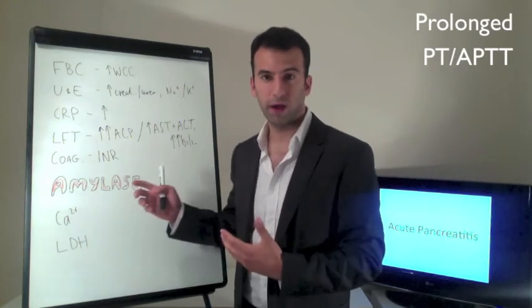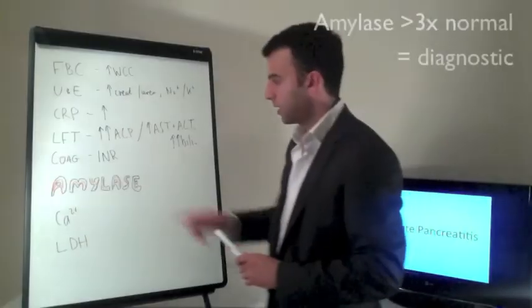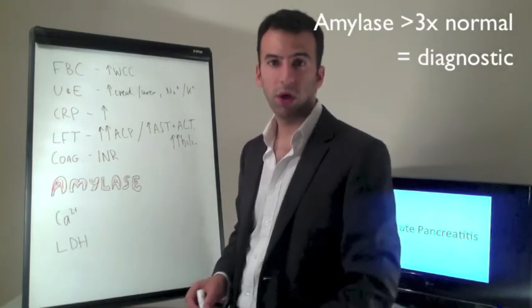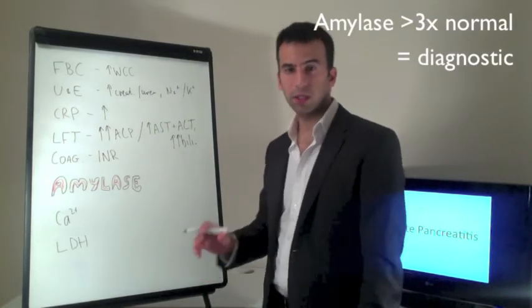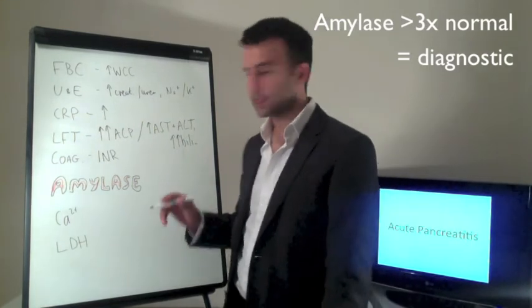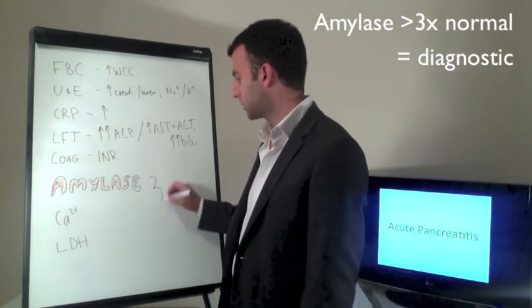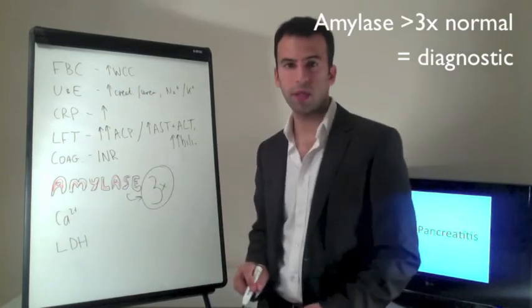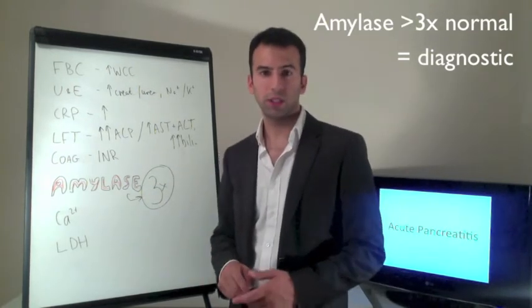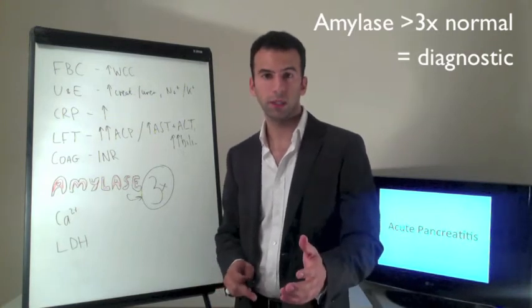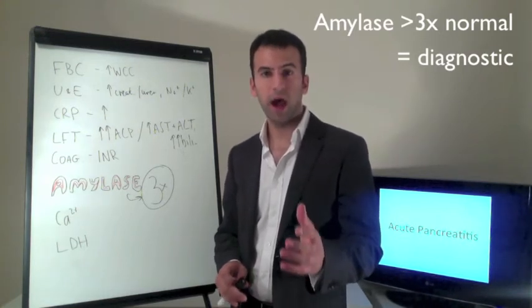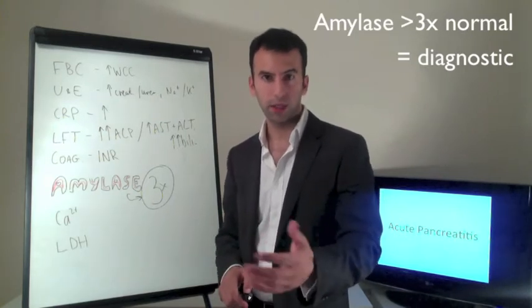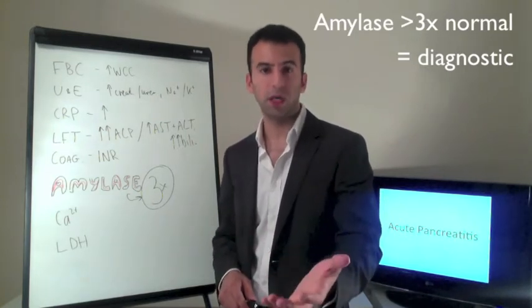Now, amylase, here's the big test to get your diagnosis of pancreatitis, and to do this you need an amylase that is greater than 3 times the upper limit of normal. Okay, amylase greater than 3 times the upper limit of normal, that's almost certainly your diagnosis of acute pancreatitis. You can get raised amylases in other situations, usually not so high. An important one is perforated peptic ulcers.